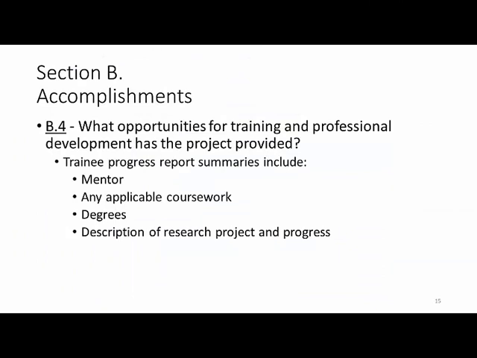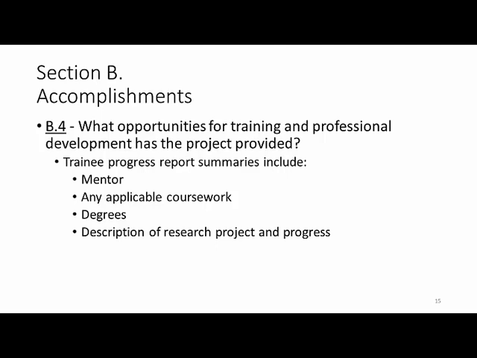I like to know who their actual mentor is, because sometimes you don't know. You know, okay, they're on the training grant, but miscommunications happen and you don't know these things. Do they take any coursework that's applicable to the training grant this year?